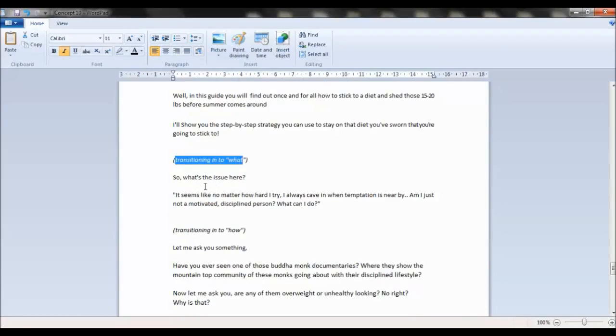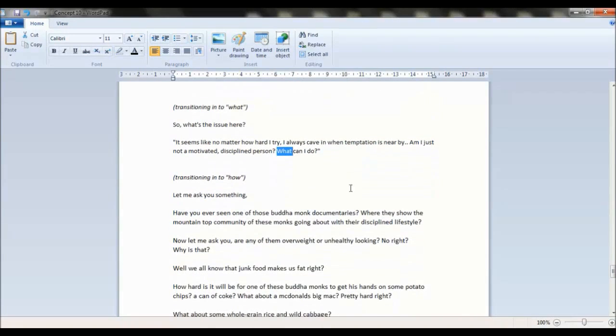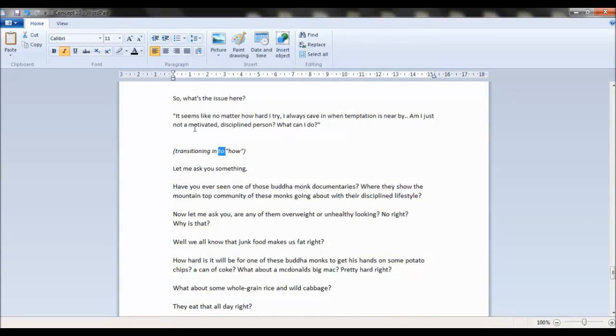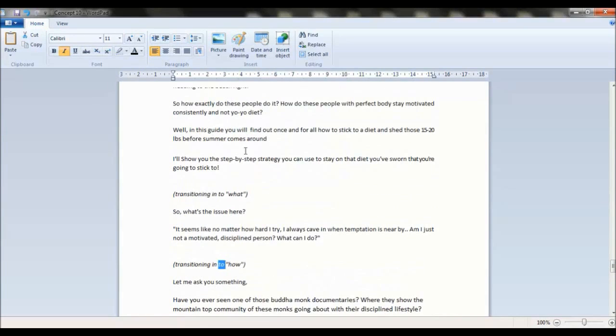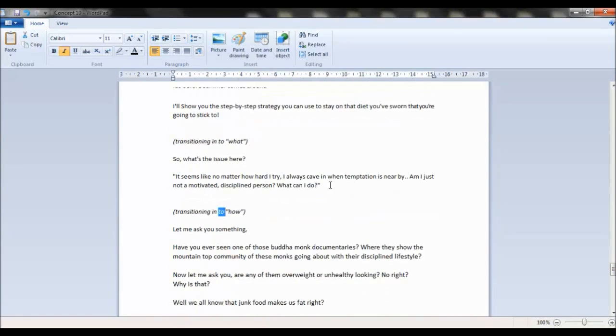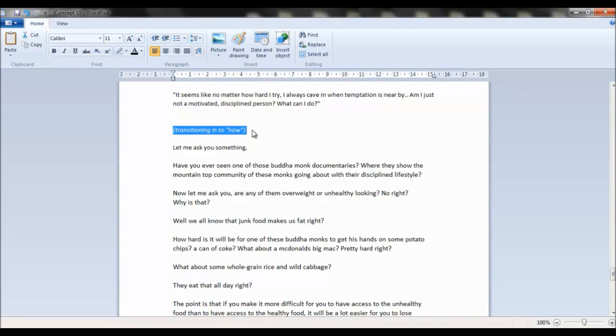So what's the issue here? It seems like no matter how hard I try, I always cave in when temptation is nearby. Am I just not a motivated, disciplined person? What can I do? And then we're going to transition right away into the how. This part's a little bit short, but you can take some of the content from why and move it down here, if it's applicable, of course. So now we transition into the how, which is the conceptual step.